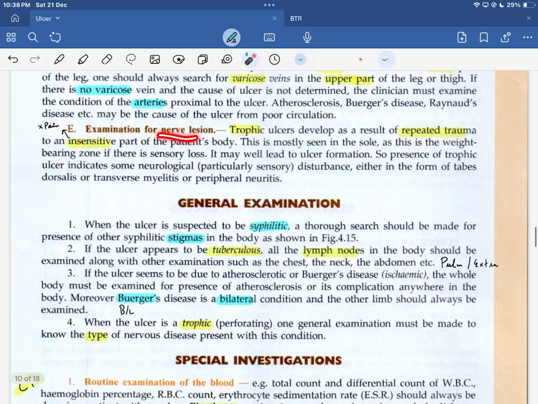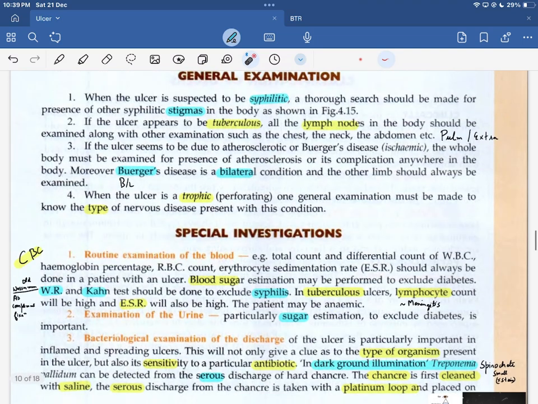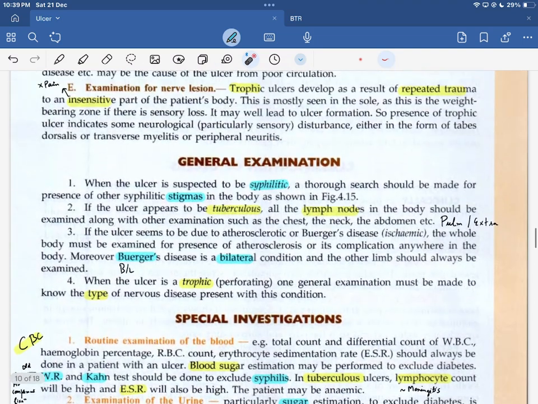For the examination of nerve lesions, we already saw it. For the trophic ulcer, we see repeated trauma, an insensitive part or whatever. All these things I already explained in the previous video. You can check that out. Tabes dorsalis, transverse myelitis, peripheral neuritis, all these very easy things. And yeah, we already did the local examination.